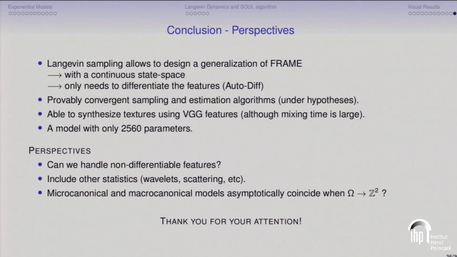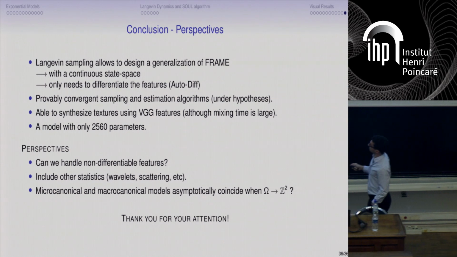One thing is that we have only about 2,500 parameters in this neural network, once you have some spatial averaging. So it's quite few parameters when you compare, for example, to the method by Gatys and colleagues, which has hundreds of thousands of parameters in general. But of course, the mixing time seems to be quite large.